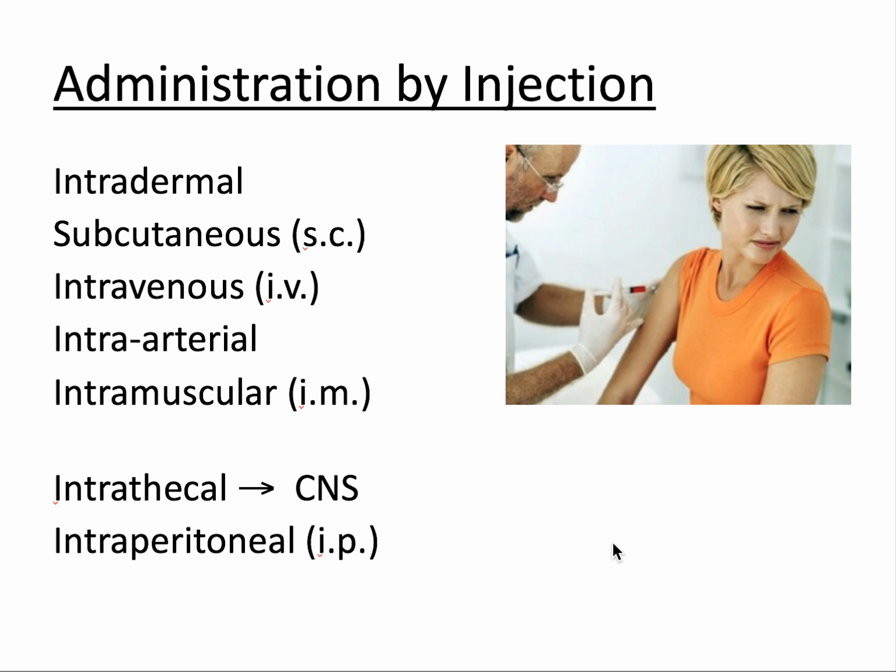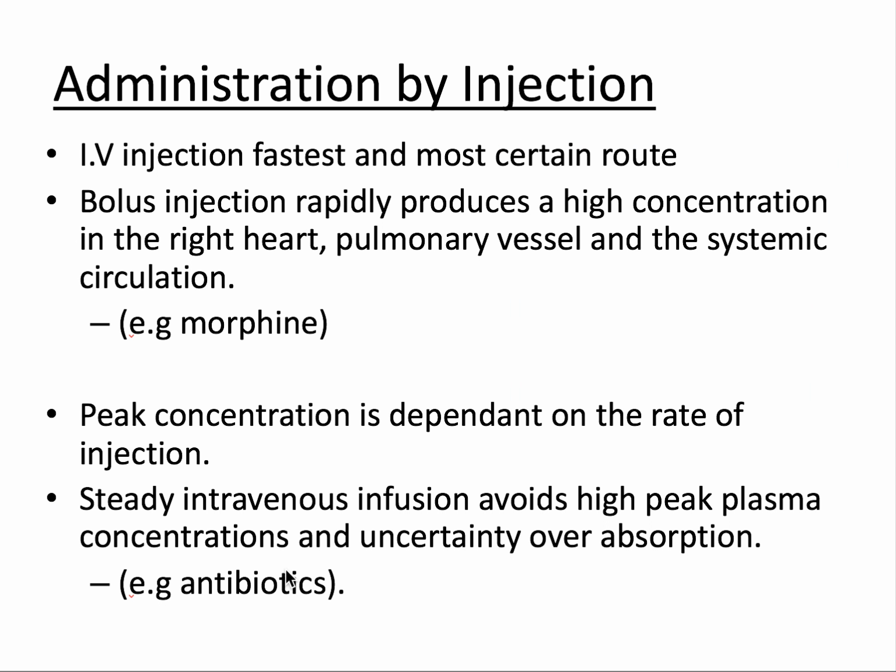So they usually make the patient lie down on their back and inject with a very long needle into the spine, usually between the L3 and L4 regions, just above your hip. Intraperitoneal is your stomach, as I said before. Now, administration by injection is much faster. Bolus injection rapidly produces very high concentrations.